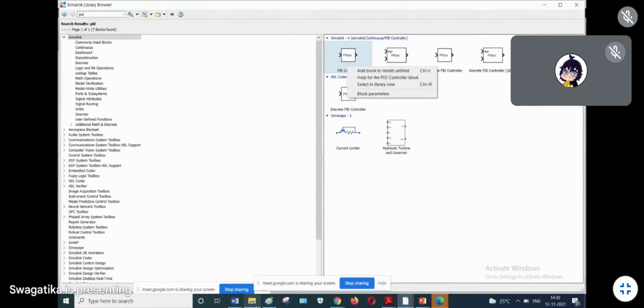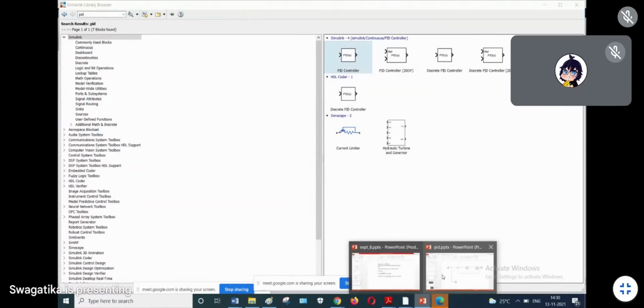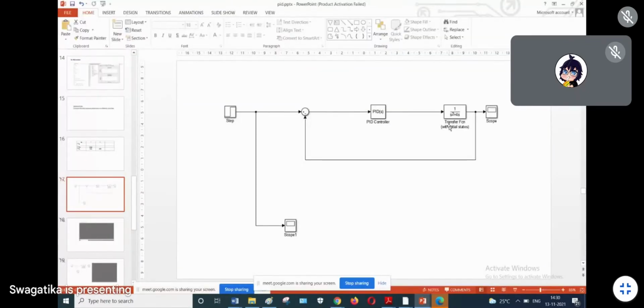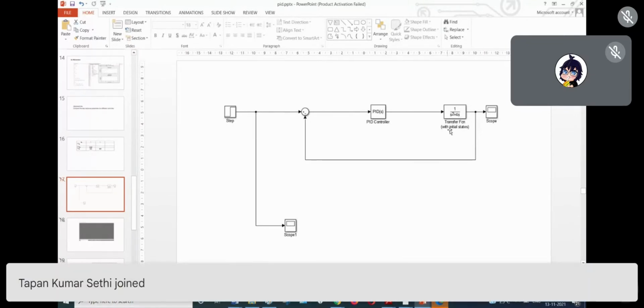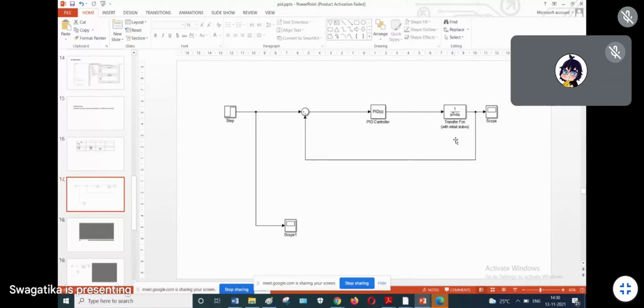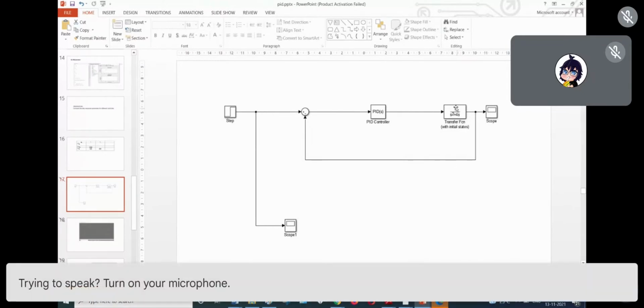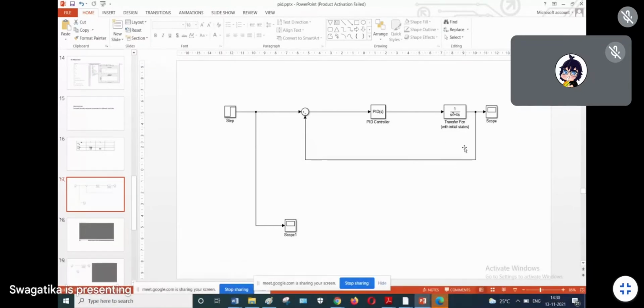Okay, next is your transfer function block. You can take the transfer function block with initial stage I have taken. So you have taken your transfer function block where you can give your numerator, denominator, whatever you have taken, your transfer function directly you can take it here. Okay, and these are the KP, KI, KD values I have taken here. Okay, so then you can take your scope.